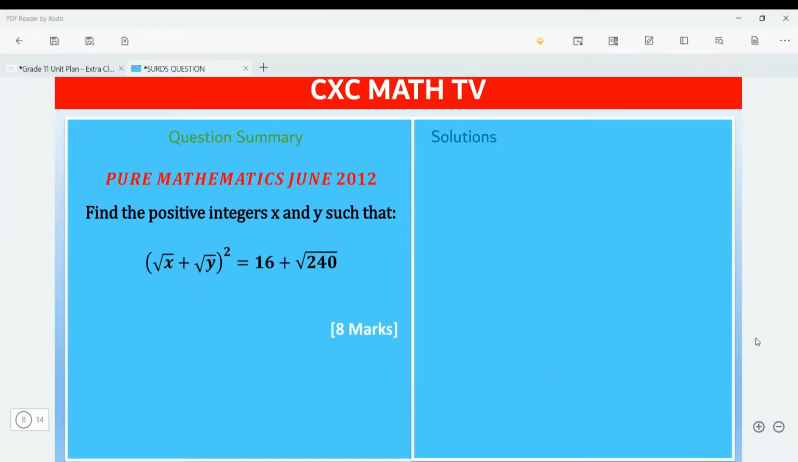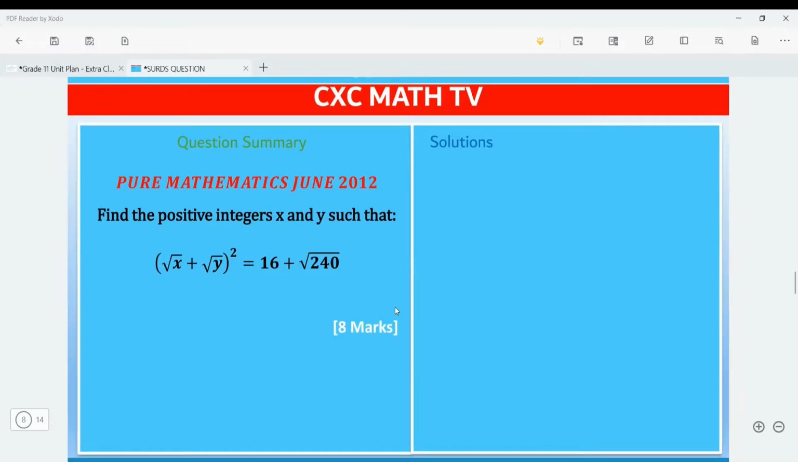Question here. This question is taken from June 2012. It says, find the positive integers x and y such that the square root of x plus the square root of y, all squared, is equal to 16 plus the square root of 240. Pause the video, go right ahead and attempt this question.